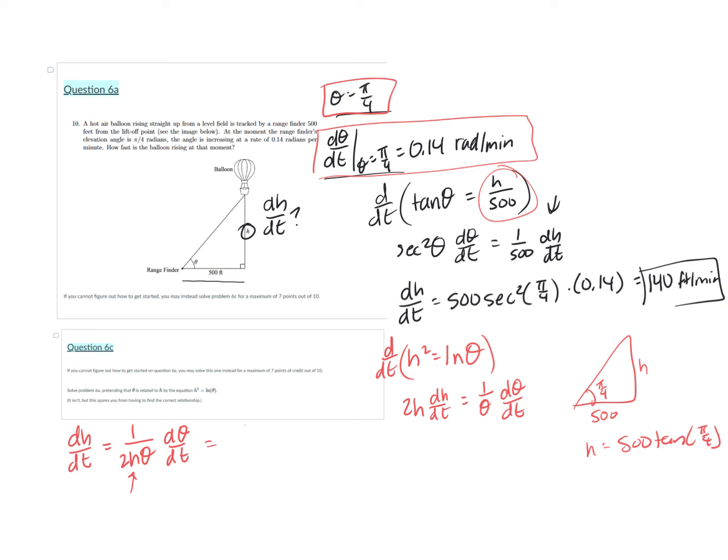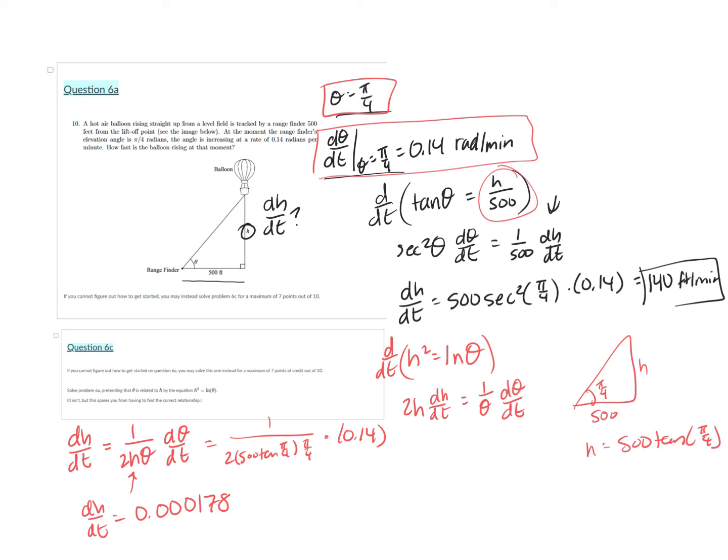So plugging that in, we're going to get 1 over 2 times 500 tangent of pi over 4 times our theta, which is pi over 4. And then our d theta dt is still the same, and that's going to come out to 0.14. So plugging that into your calculator, you'll get dh dt is going to be about 0.0000178. So a much smaller number than what we had before.